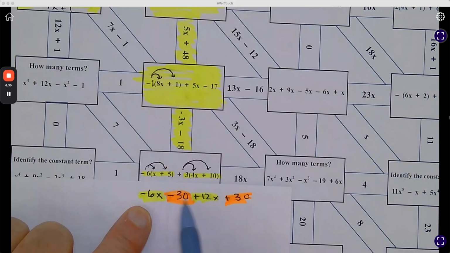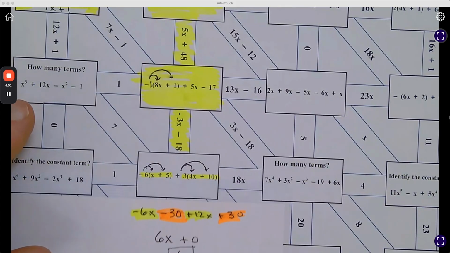Okay, so negative 6 plus 12. If I have 6 negatives and 12 positives, I take 6 negatives away from those 12 positives, and I'm left with 6 positives. Negative 30 plus 30, everything cancels out. So it's like plus 0. But what's 6x plus 0? 6x.